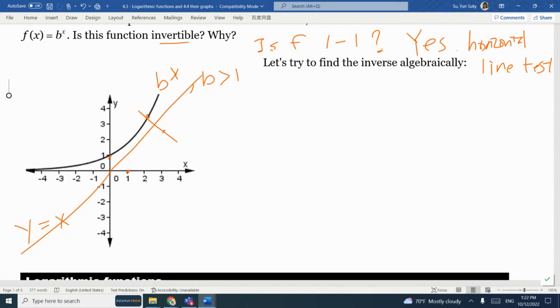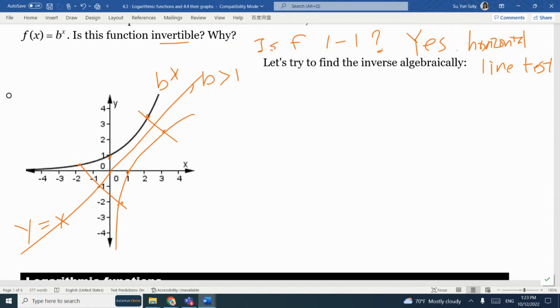Okay, let's pick another point. One more point, let's say here. So you draw a line perpendicular to it, and then you travel the same distance. So this is the mirror image. Yes, everybody? So therefore, we have 3 points. We connect them smoothly. This is the graph of the inverse function. Okay, everybody?